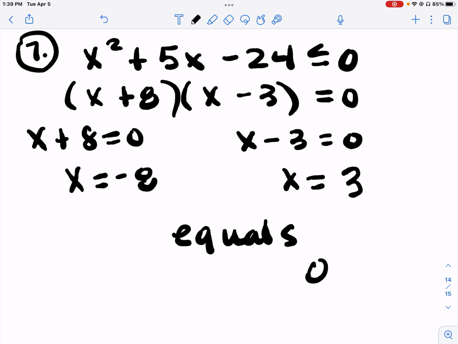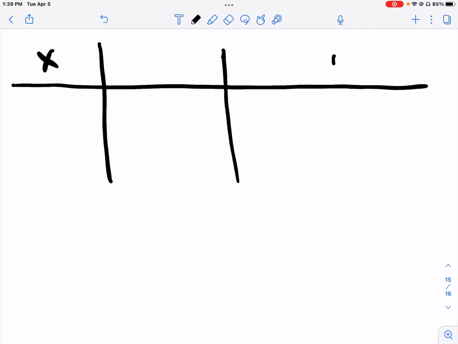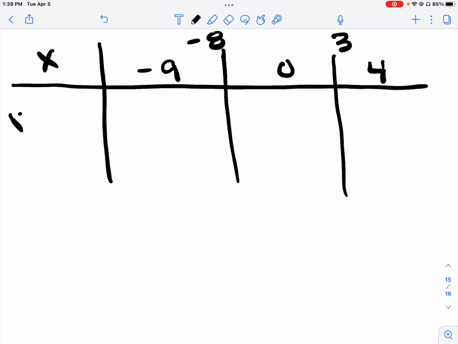So that's at 3. Okay, that's where it changes from positive and negative. So we're going to do our table. Okay, it changes at negative 8 and 3, which means we need to know what it's doing less, in between, and more than 3. Okay, I'm going to use the factored form, x plus 8 times x minus 3.